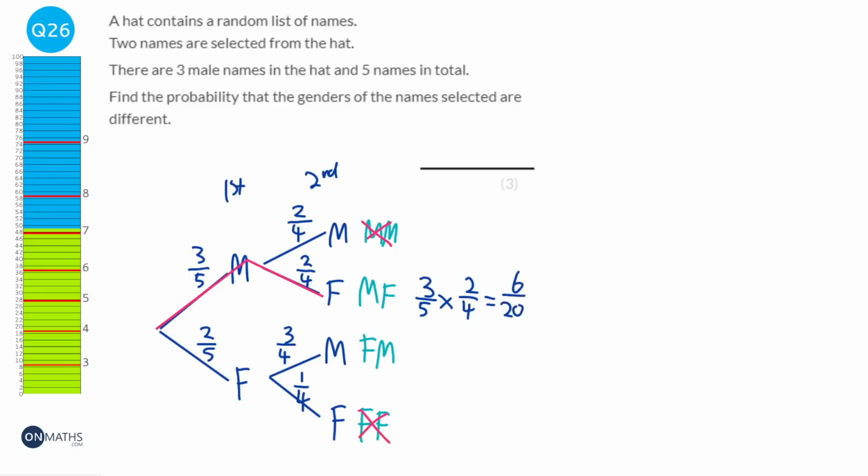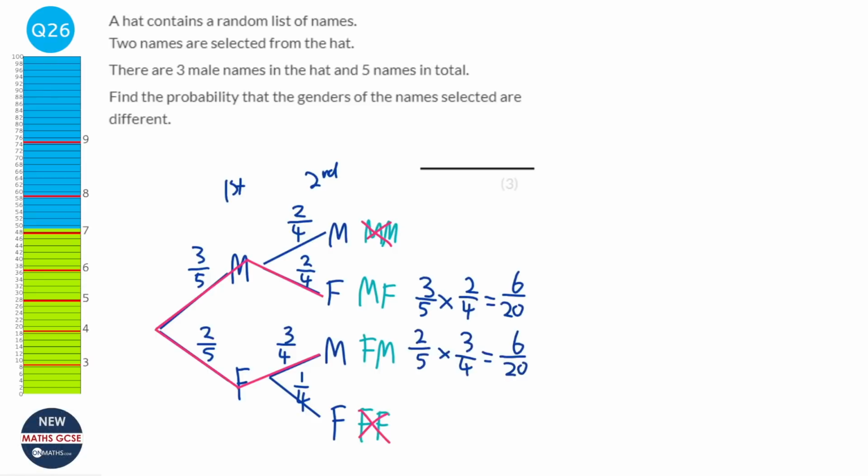We're going to do the same with the other route. So 2 over 5 times 3 over 4. That would be 6 over 20.